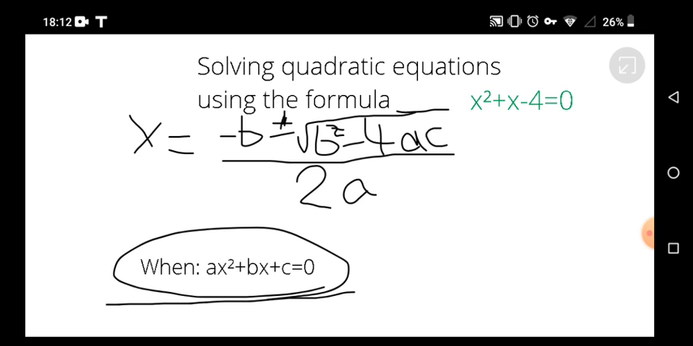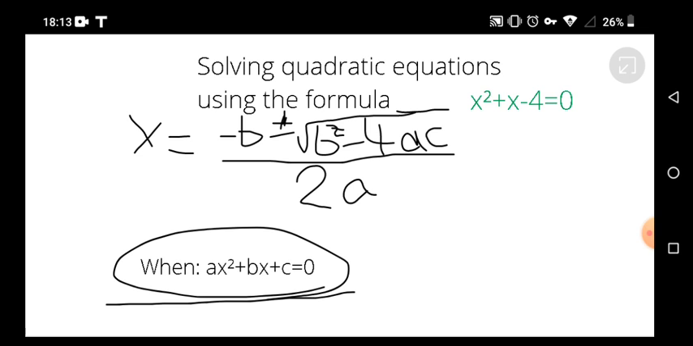Interestingly enough, if you were to plot this on a graph and it doesn't cross the x-axis, then x, when it's equal to 0, doesn't exist, and you will actually get an error. That will be because the b squared minus 4ac in the square root is a negative number, and you can't square root a negative number. That doesn't really work.